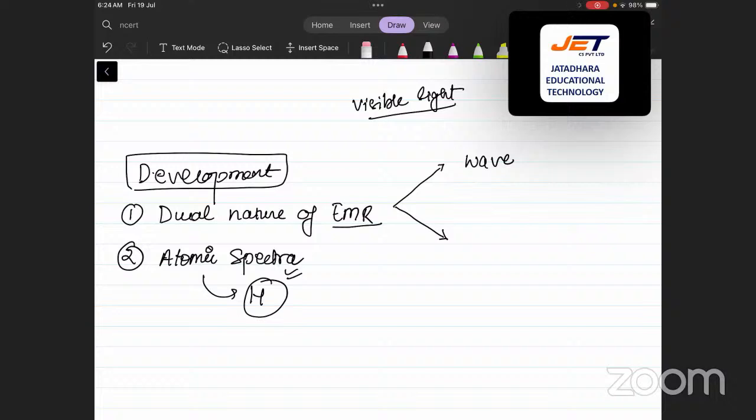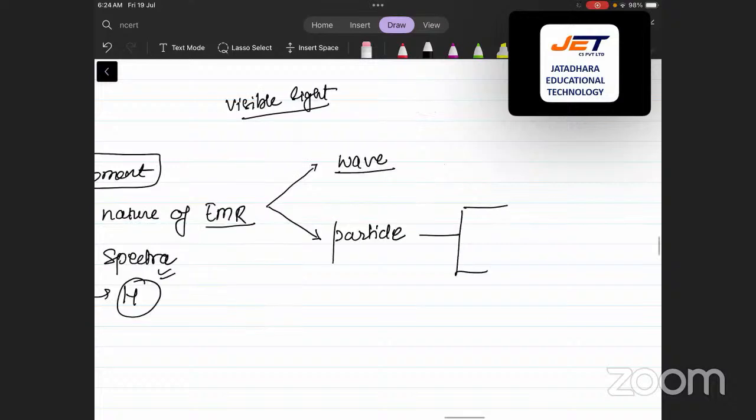Yes, we learned that the electromagnetic radiations behave as a wave and they behave as a particle. And in particle, what were the two experiments that we learned about?